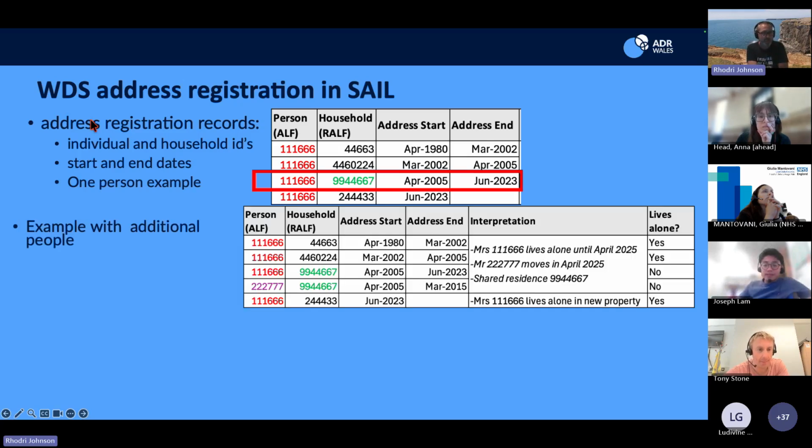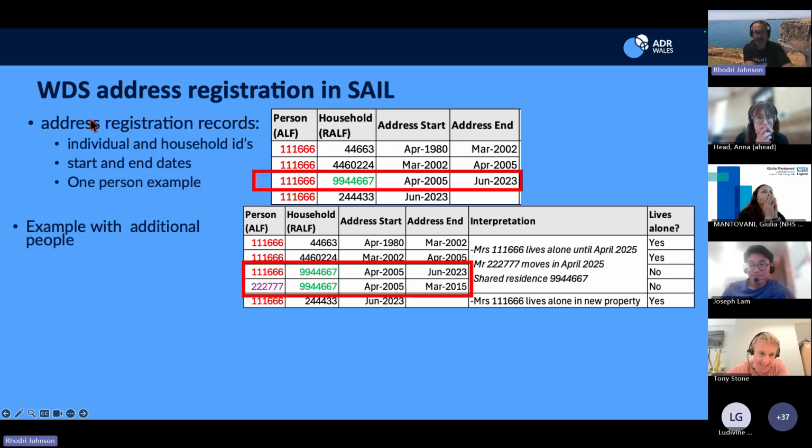So adding in additional people, we've got that same person, their address history, and then suddenly in April 2005, Mr. 222777 also moves in, or registers with the GP, and then we've got those people in the data set.